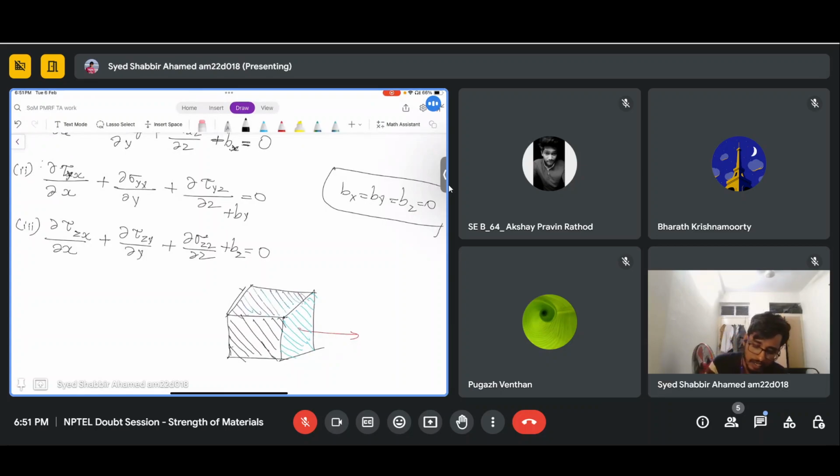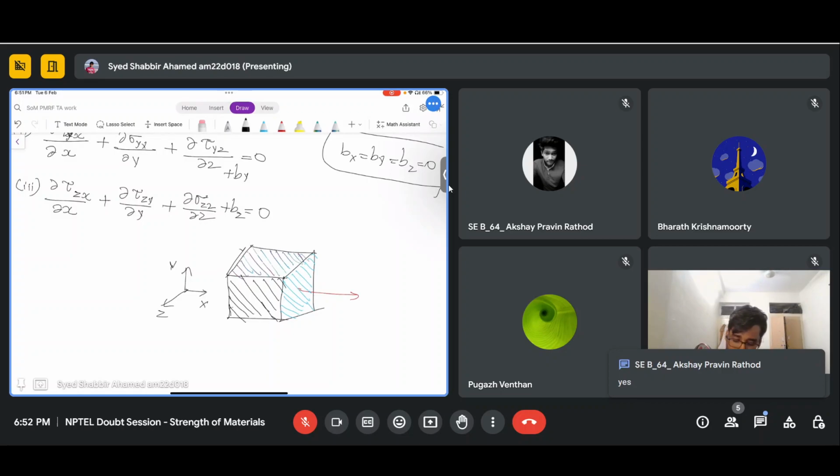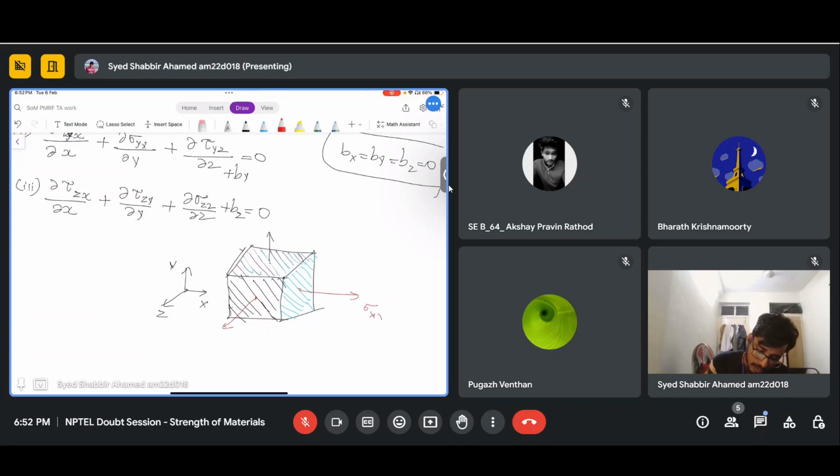Why I'm saying these are x, y, and z planes is because of the orientation which I'm taking. This is x, this is y, and this is z. So this plane is perpendicular to the x-axis, that's why it is the x plane. This plane is perpendicular to the y-axis, that's why this is the y plane. And this plane is perpendicular to the z-axis, that's why it is the z plane. So this is sigma xx, sigma yy, and sigma zz.